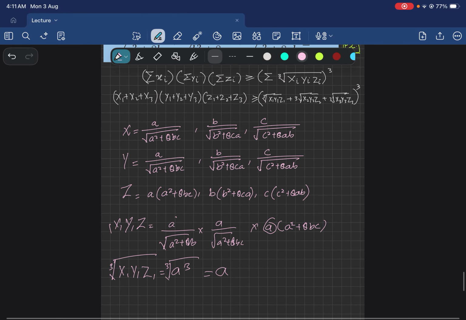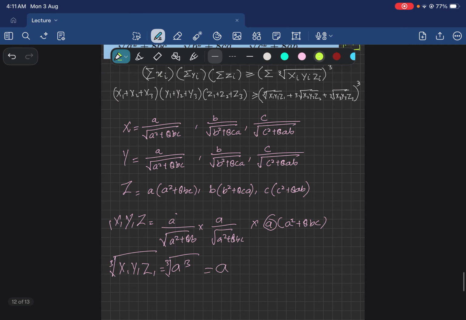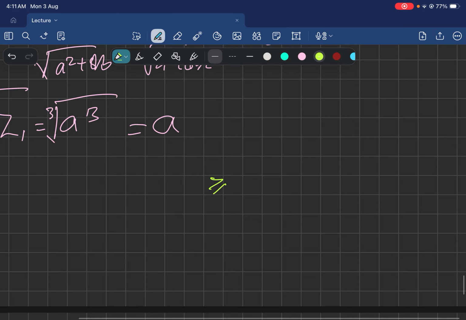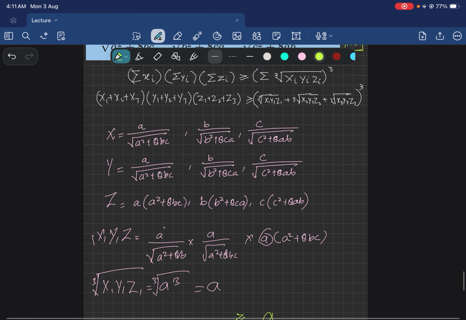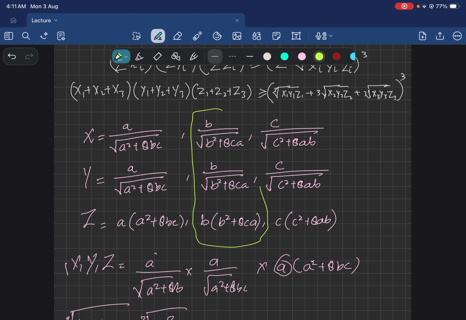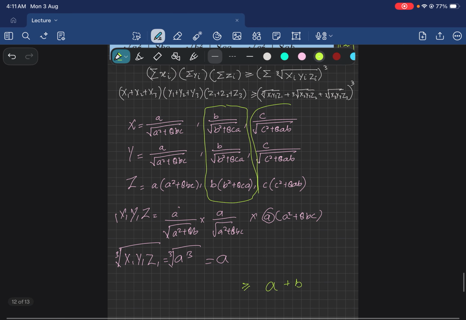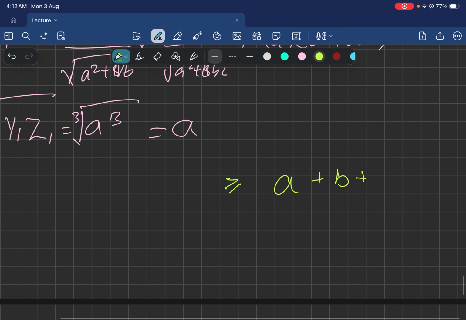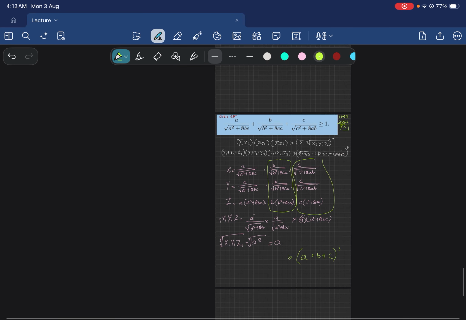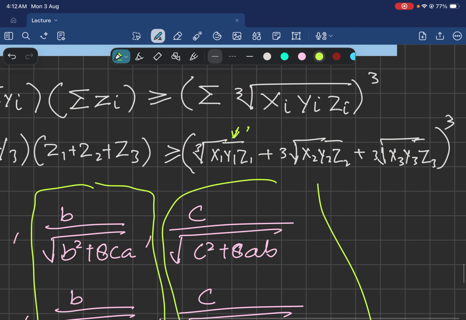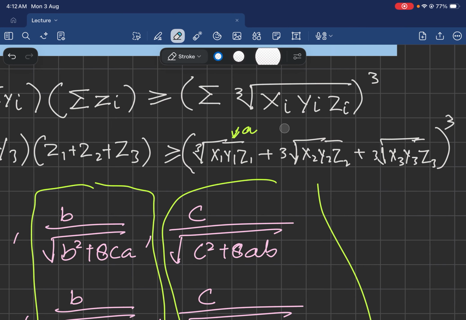So on the right hand side we'll get a, and if I do this same thing for this whole x2 y2 and z2, I'll get b. Then if I do this whole thing for this, we'll get c, and this is whole cube, right? Hope you understood, because for this we will get a, for this we'll get b, for this we'll get c.